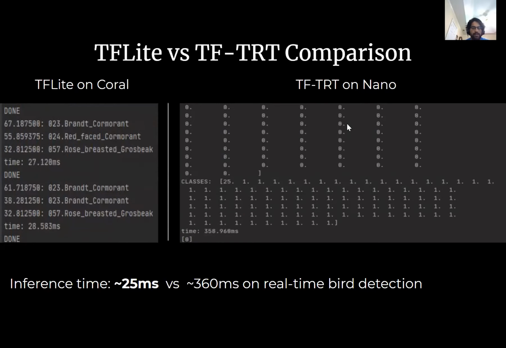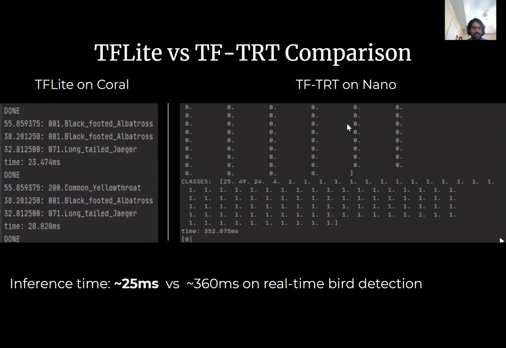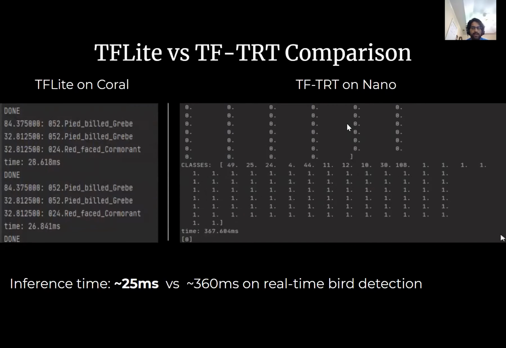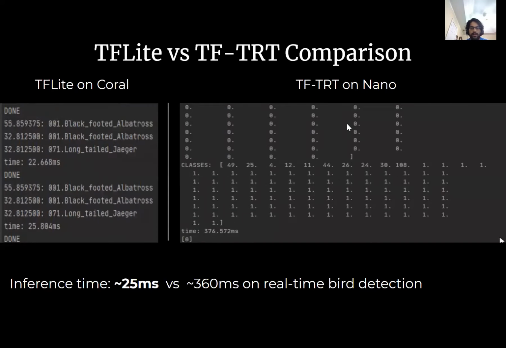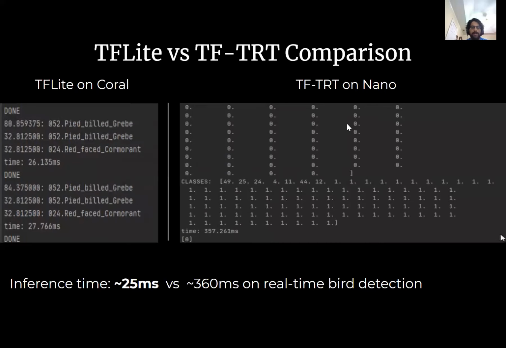As you can see on the left, the average inference time on the Coral is around 25 milliseconds, while on the right, TensorFlow TRT is around 360 milliseconds. Based on this, we expect TensorRT itself to be somewhere in between these two.